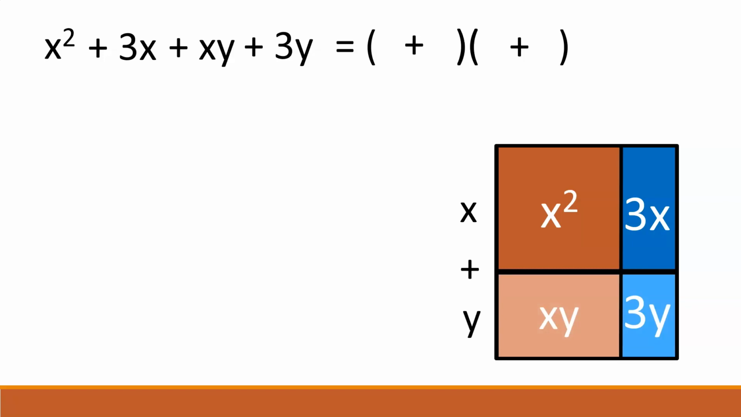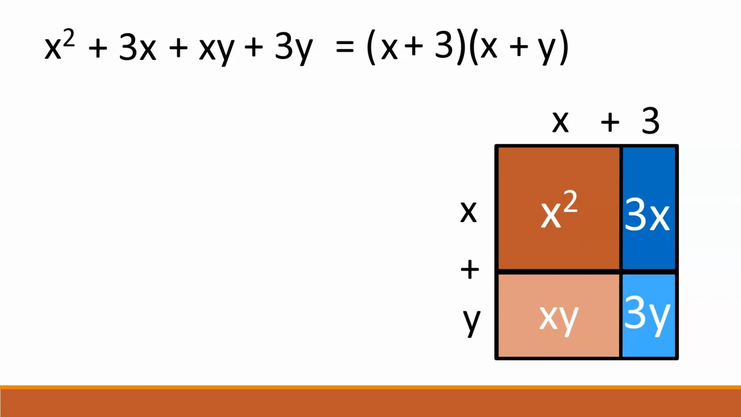Now look at the first column. The x squared and the xy have a common factor of x. And the second column, the 3x and the 3y, have a common factor of 3. So we've got it. We've got the two factors that we're looking for, x plus 3 and x plus y. Those two factors, when multiplied together, will give us the polynomial we started with.